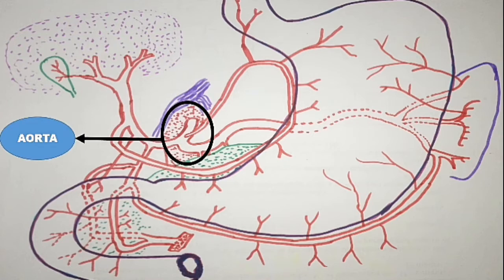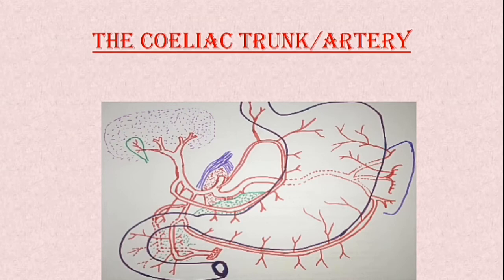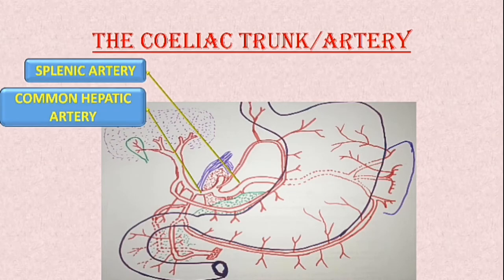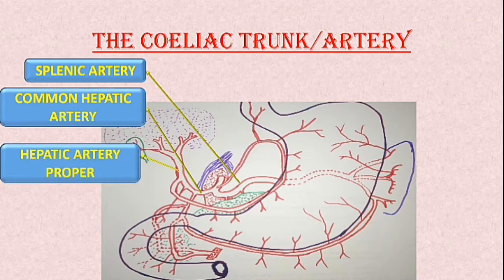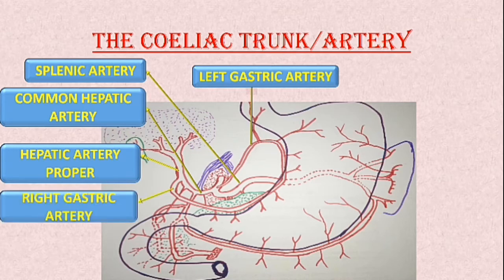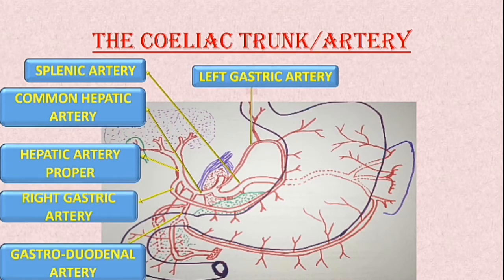Let's look at the branches of the celiac trunk once again before we go on to look at the blood supply of each organ. The two terminal branches are the splenic artery and the common hepatic artery. Here is the hepatic artery proper. Here is the left gastric artery, and here is the right gastric artery, and lastly the gastroduodenal artery.